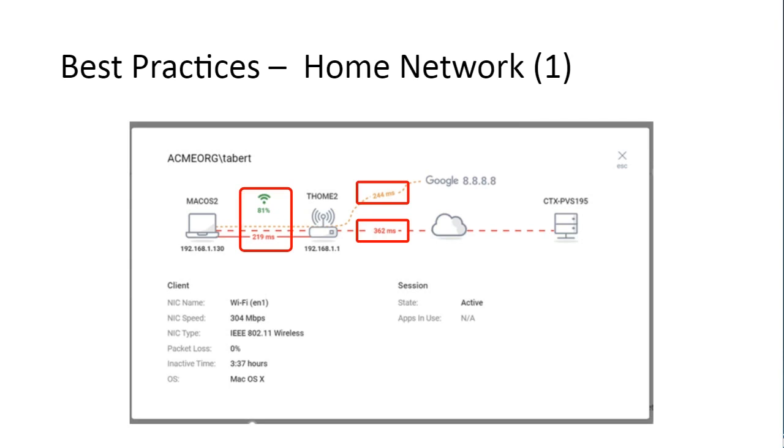Yeah, I've seen people who live in older houses that have lath and plaster walls, and it's like a Faraday cage, and so they just don't get the network bandwidth or the latency that they should.